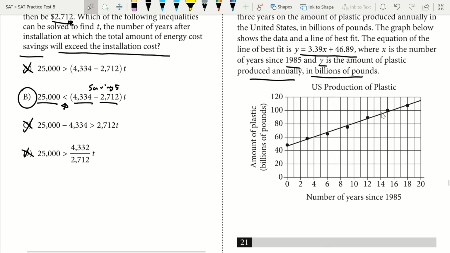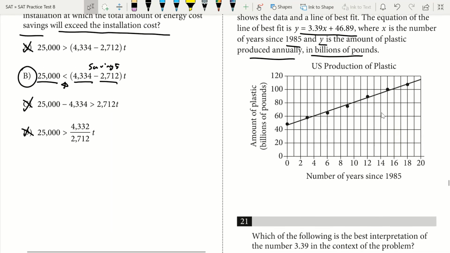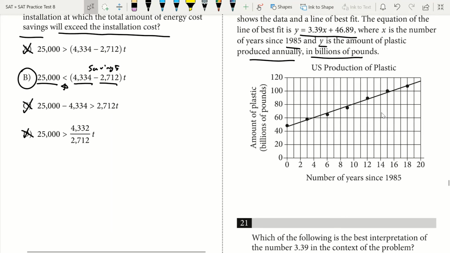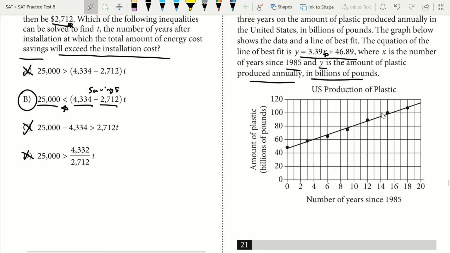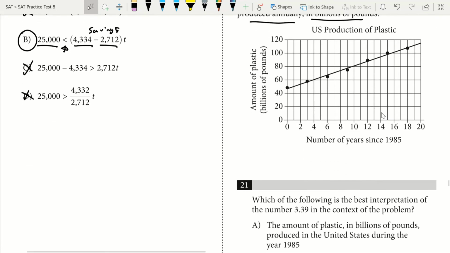All right, so now I'm asked which of the following is the best interpretation of the number 3.39 in the context of the problem. Well, 3.39 is my slope, right? It's multiplied by x, where x is the number of years since 1985. So as I increase x by 1, I'm increasing the amount of plastic that is produced annually by 3.39.